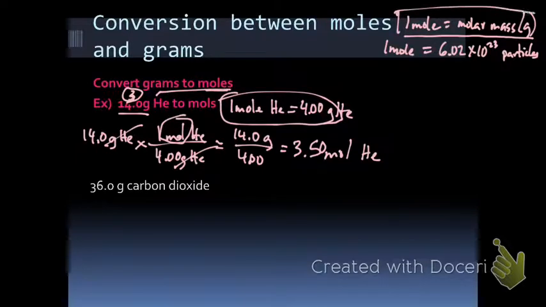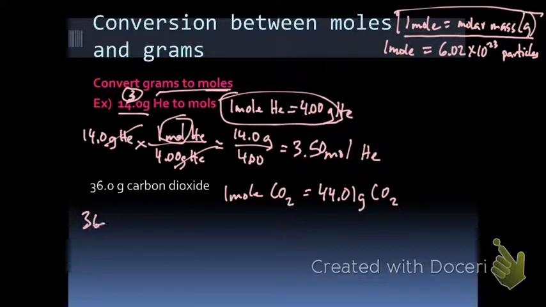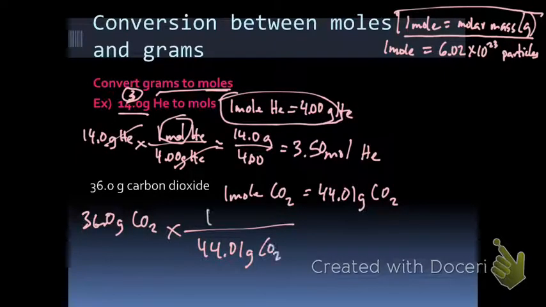So I'm going to use this conversion factor again, where 1 mole of carbon dioxide is what molar mass? Well, it should be 44.01 grams of carbon dioxide. Then you start with 36.0 grams of CO2. Multiply by the conversion factor. The grams should go in the bottom. And then 1 mole should be in the numerator. This allows me to cross-cancel. So I have 36.0 divided by 44.01.